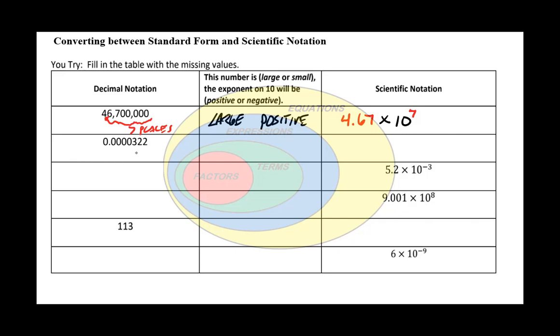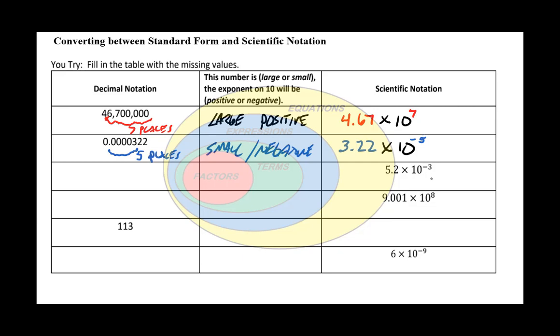So now we have the next one. This is a very small number, so we know the power is going to be negative. The decimal place should be between the 3 and the 2, so it should be here in scientific notation. This would be 3.22, and then we need to multiply that by 10 to the, and now we just need to count the decimal places. So from here back to here, we'd have 1, 2, 3, 4, 5 decimal places. This would be a -5 then to represent that number.